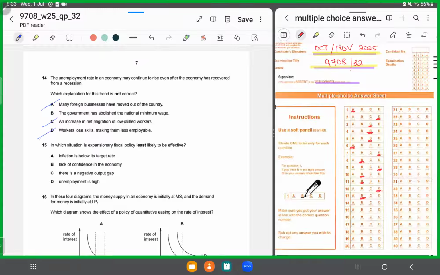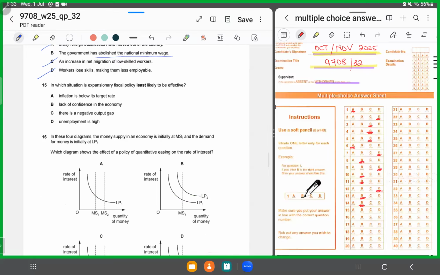It's B. Why? Because if the government has abolished the national minimum wage rate, this means now the labor is cheap. It's cheaper to hire labor. So unemployment should not rise because of this reason. Right? Unemployment has to fall. 14. B.